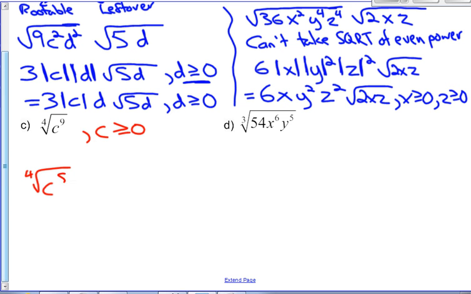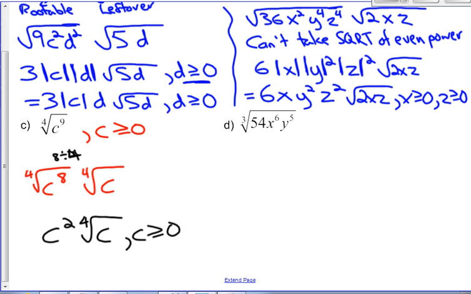So I can split this apart as c to the 8, and that leaves me with the fourth root of c. The fourth root of c to the 8th, all we do is we divide in this direction. Okay, so we'll have 8 divided by 4. That's going to give us our new power on c. C squared, and we also have fourth root of c. C is greater than or equal to 0.